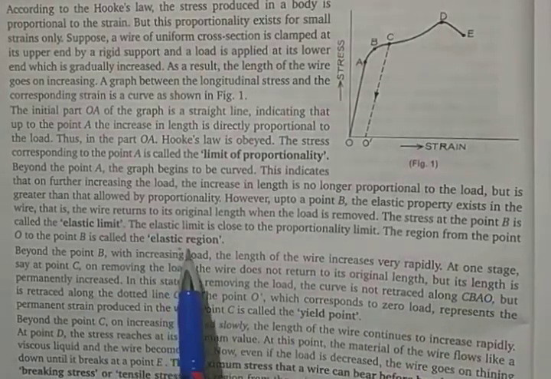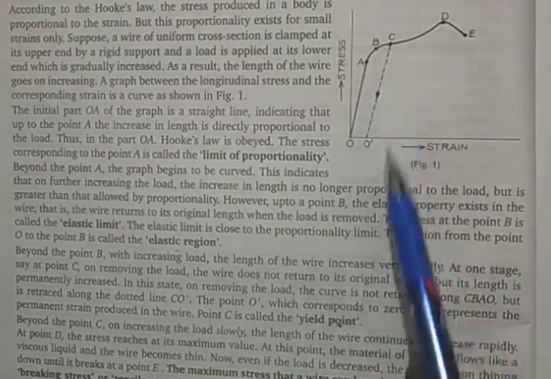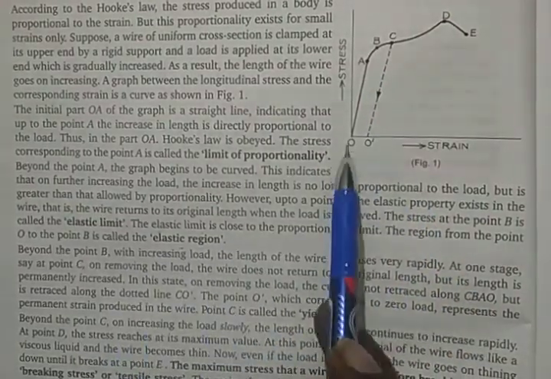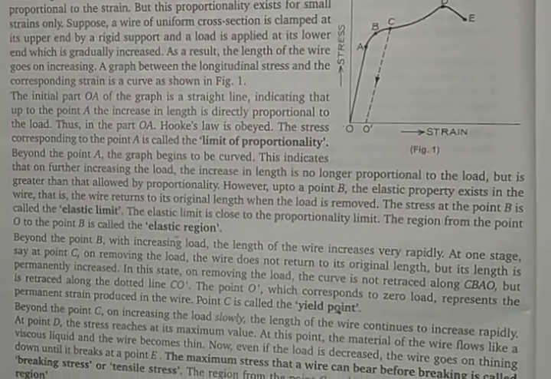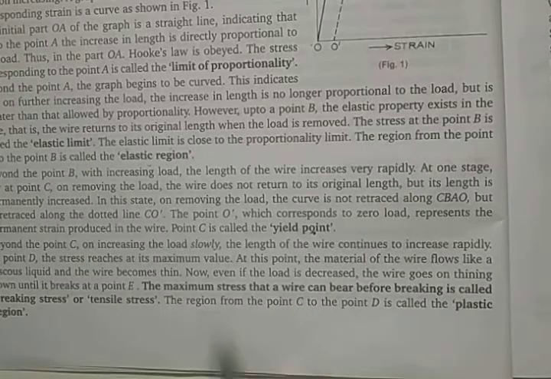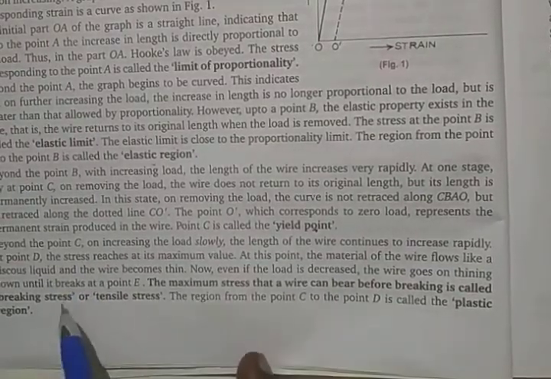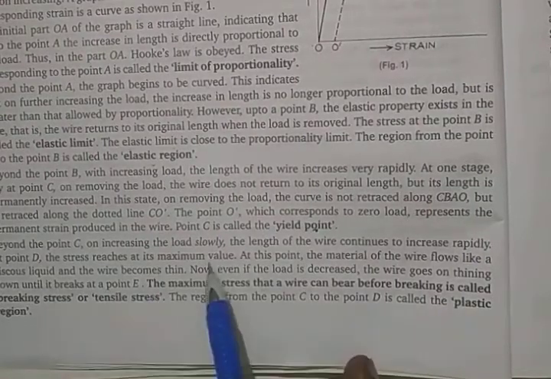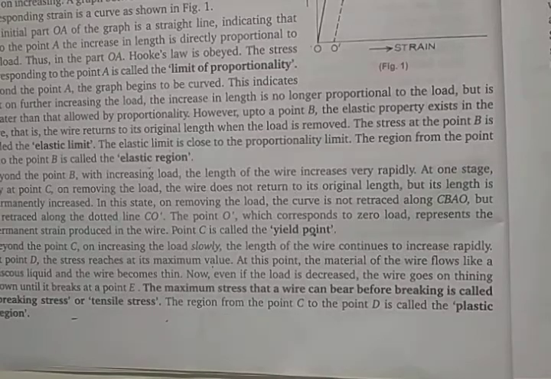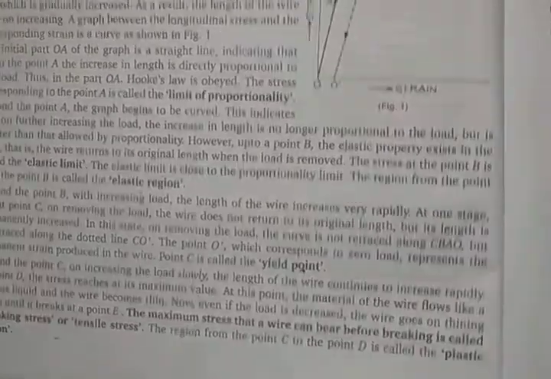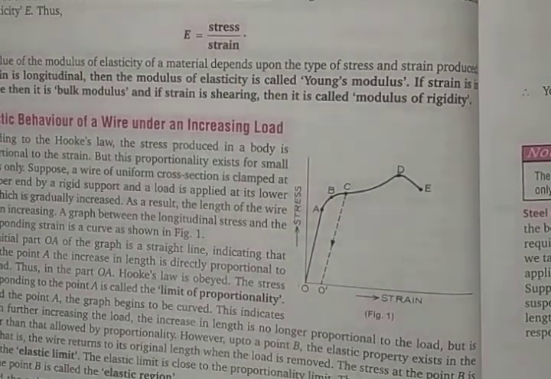The elastic limit is close to the proportionality limit, and then there is the elastic region, and then the yielding point, which I already said is called the C point, and then it comes here to O dash. How does it happen? That's also given here. Beyond the C point, stress reaches the maximum value, and then finally there is the breaking point, where it breaks into two pieces. So this graph and the explanation are so important. Please read these lines and then write accordingly.